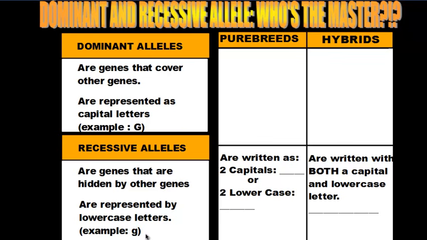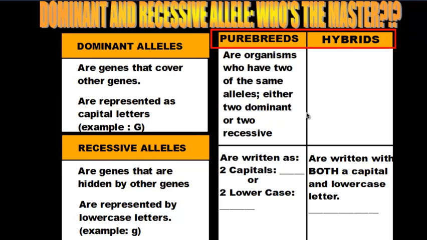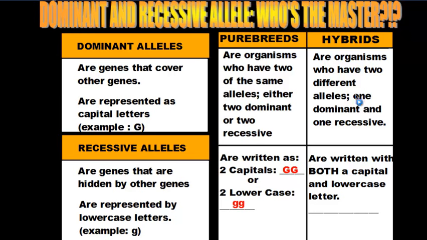And the other 2 words that you should know are purebreeds and hybrids. Purebreeds are organisms that have 2 of the same alleles. They're either 2 dominant alleles or 2 recessive alleles. Purebreeds are always written as either 2 capital letters or 2 lowercase letters. And then we have our hybrids. Hybrids are organisms that have 2 different alleles, one dominant and one recessive. So they're the opposite. As we write out a hybrid gene combination, we'll see a mix of a capital G and a lowercase g.